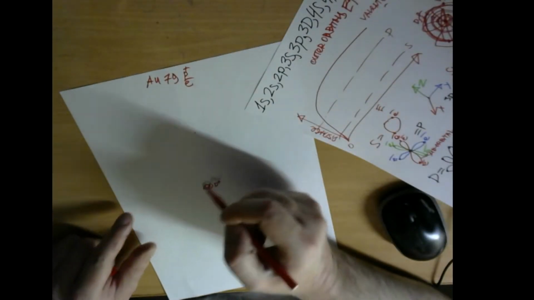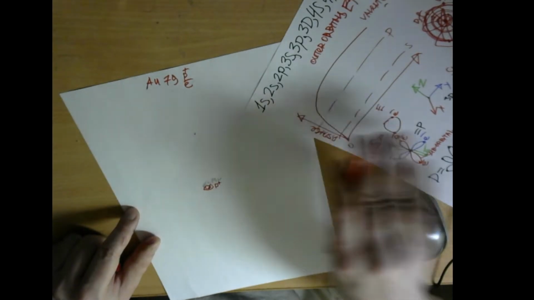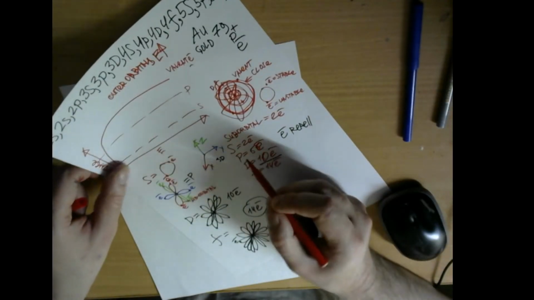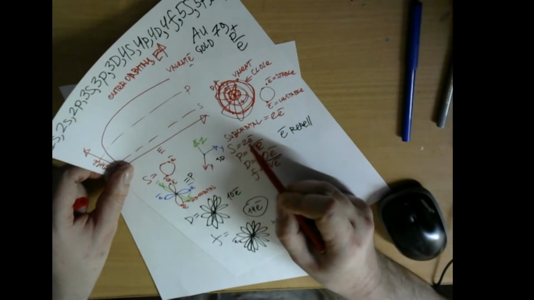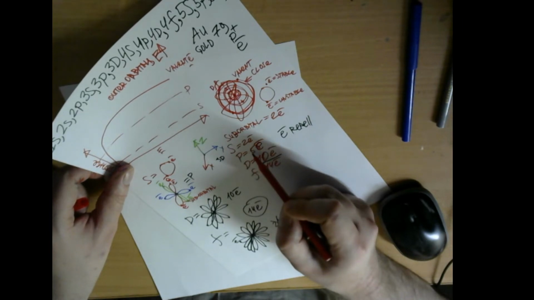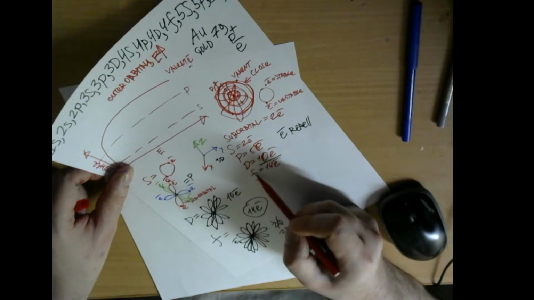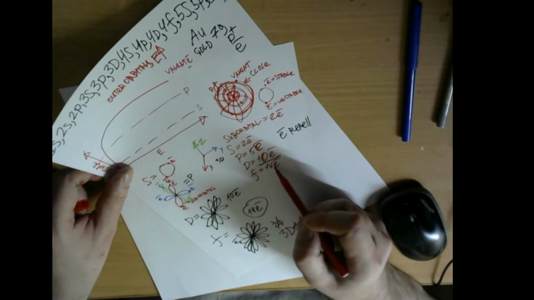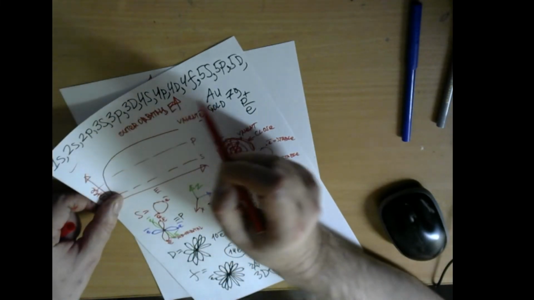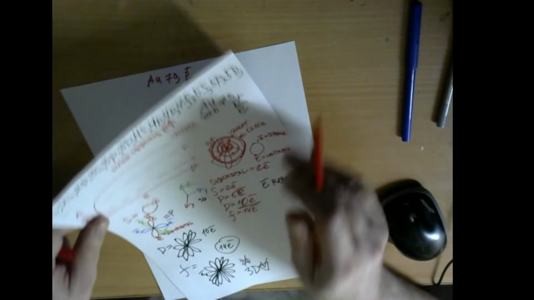Okay, so now for more fresh stuff. Let's put this formula right here and draw the orbitals. And I'll show you again. S orbital is 2 electrons, P orbital is 6 electrons, D orbital is 10 electrons, and F orbital is 14 electrons. And this is all of the orbitals we need for gold.